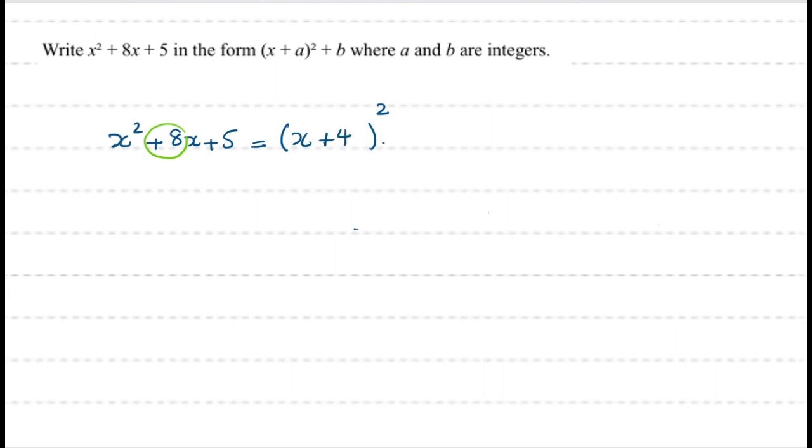Then after the bracket is always minus. Then we take the number inside brackets and square it, which is 16. Once we're done with that, we have to take the number without x, which is 5, into account. So we write plus 5. We then tidy up by putting the numbers together. So we'll have x plus 4 inside brackets. Then we square the bracket. Then minus 16 plus 5 is going to be minus 11.